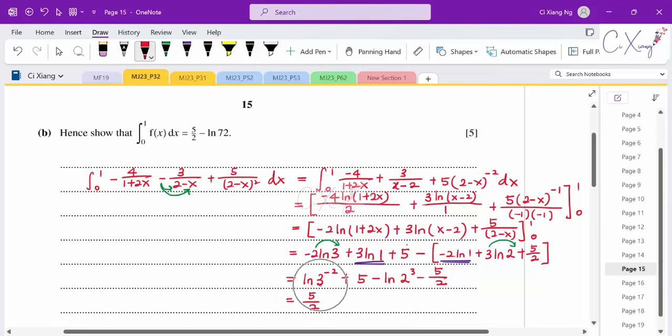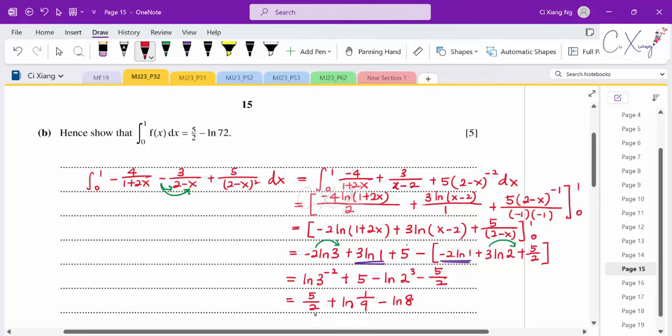Okay, so for this one, ln 3 power negative 2 means 1 over 3 power 2, right? So you're having 1 over 9. Then minus ln 2 power 3, that means ln 8. Okay, so we are very, very close to our final answer already.